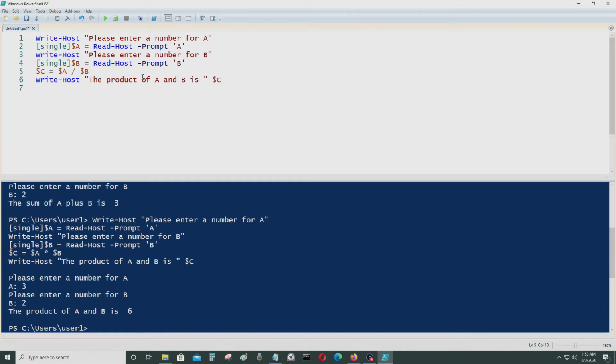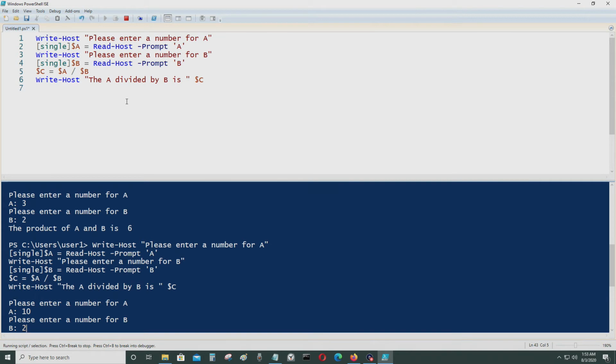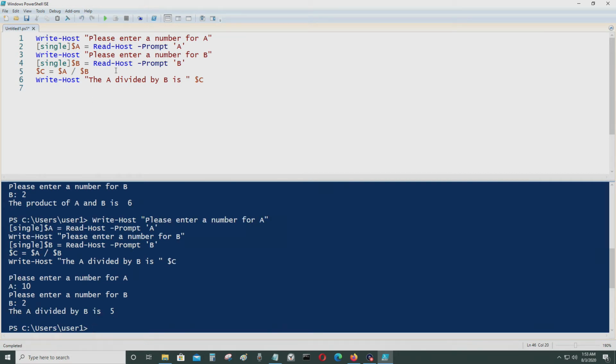Let's try division. A divided by B is C. Okay. So 10 divided by 2 is 5, just like that. Comes out. Let's do something a little more interesting.